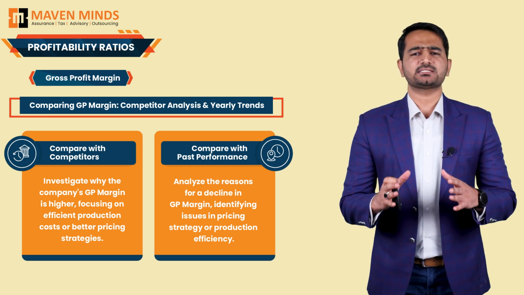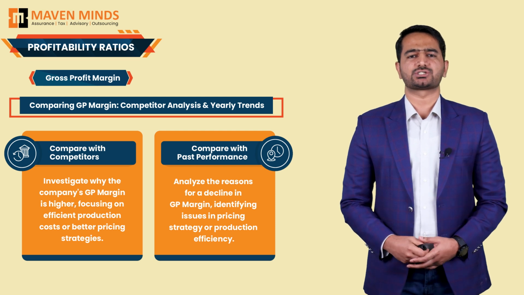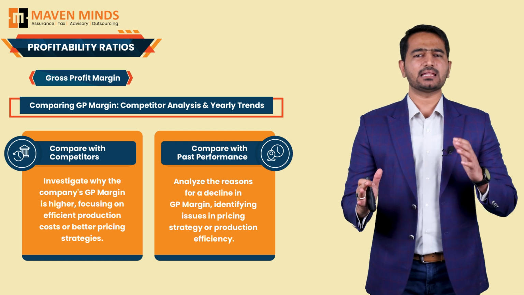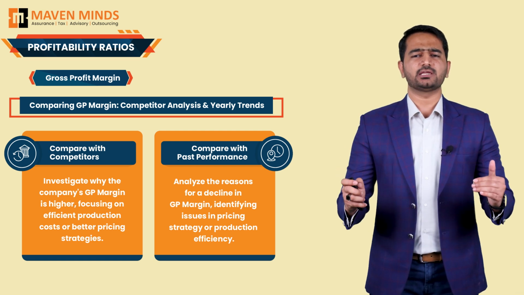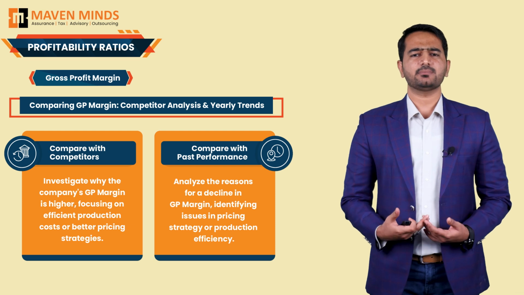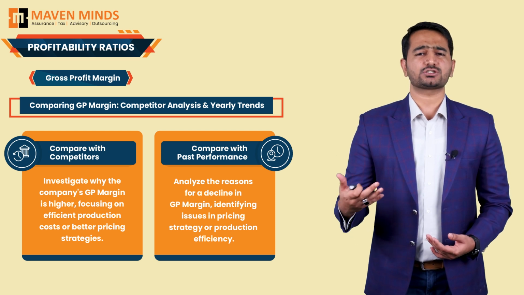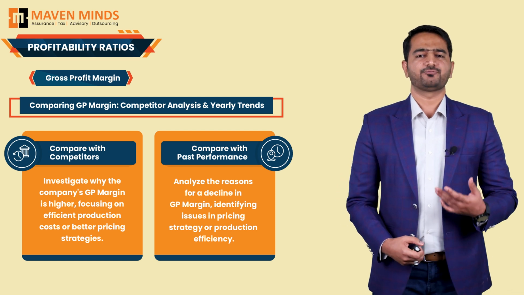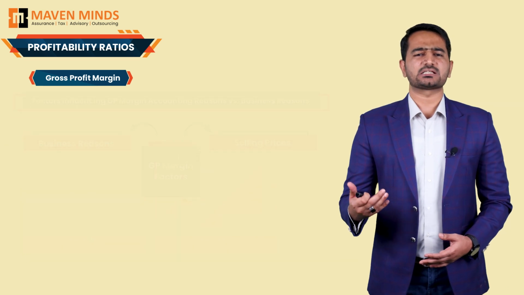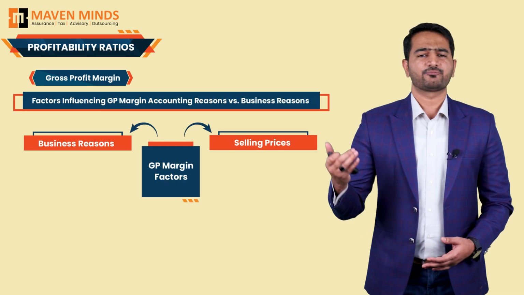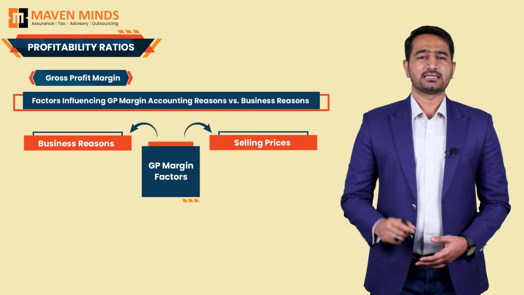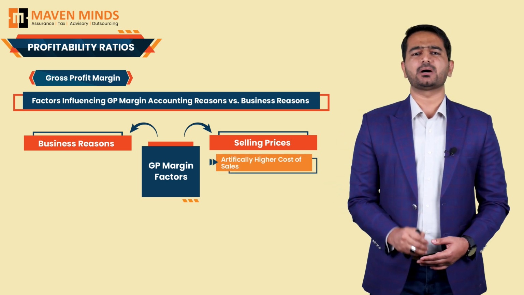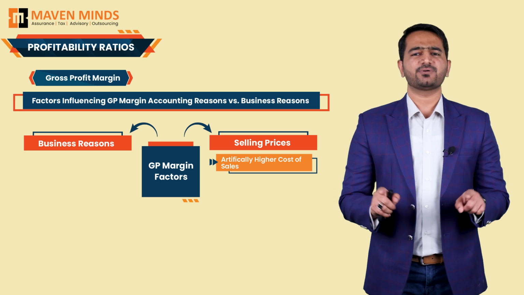Now, let's discuss the possible reasons why GP margin might change. It's important to differentiate between accounting reasons and business reasons, both of which can influence the GP margin. Sometimes, GP margin changes not because of change in actual performance, but because of accounting classifications. For example, suppose the company reclassifies some cost from other expenses to cost of sales. This makes cost of sales artificially higher, leading to a lower gross profit margin, even though the business fundamentals have not changed much.